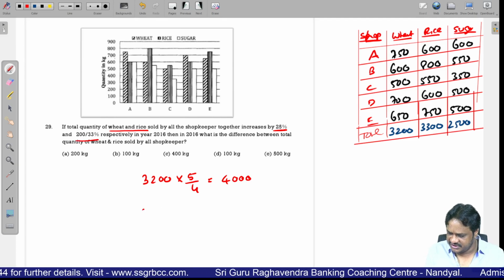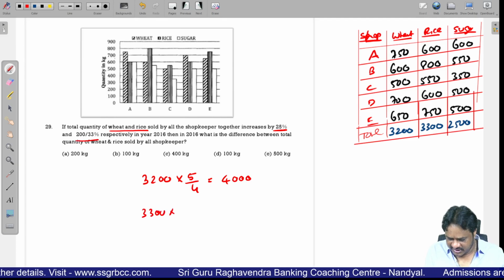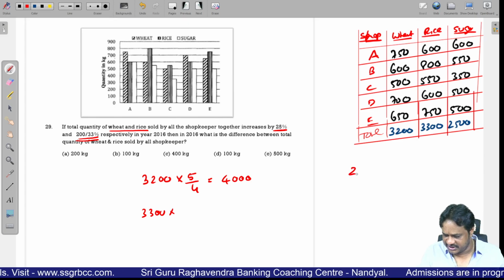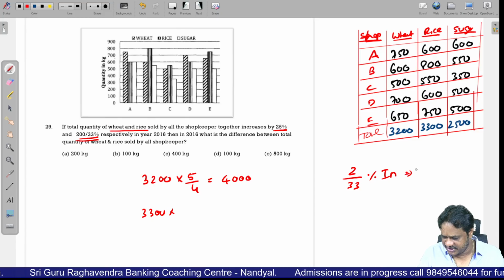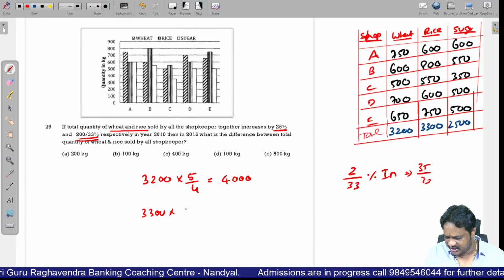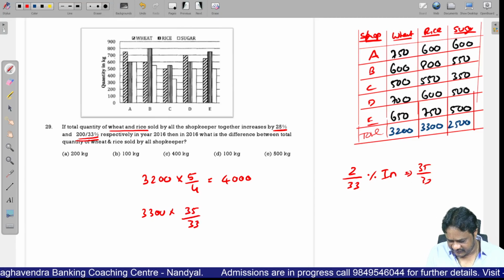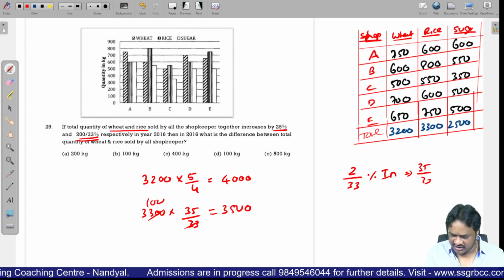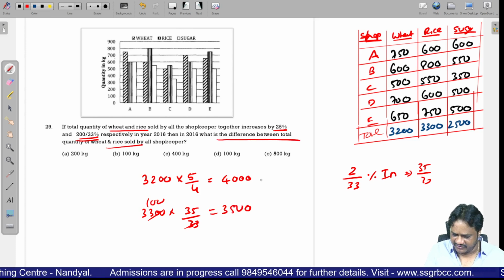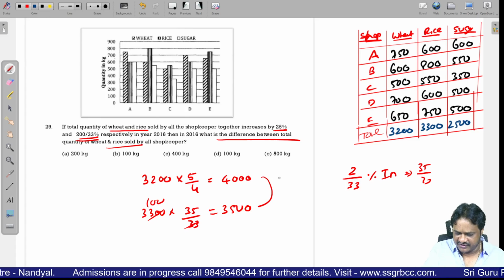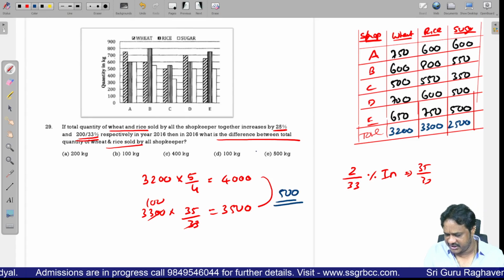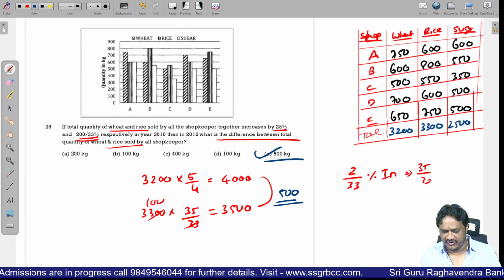Total rice is 3300. Increased by 200 by 33%. 200 by 33% means 2 by 33. 2 by 33 increase means it will be 35 by 33. Therefore, we will get 3500. Now we have to find the difference between these two. So what is the difference? 500 kgs. Option will be 5.